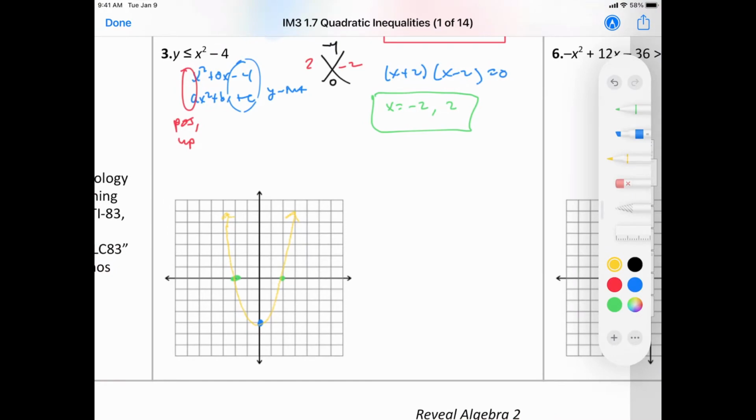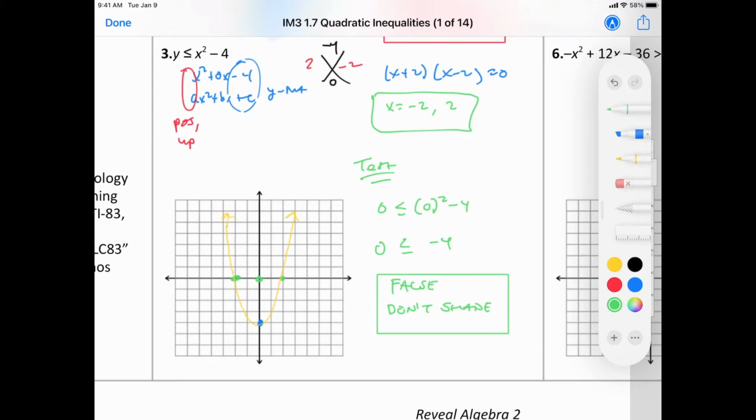Okay, now we're going to test this. So we're going to test it with the ordered pair (0, 0), as long as the graph is not going through (0, 0). Is 0 smaller than negative 4? This is false, which means we don't shade. So the ordered pair, here it is, (0, 0), I'm not going to shade there. Don't shade. So that means we shade everywhere else. So in this case, it is on the outside of the parabola. Okay.